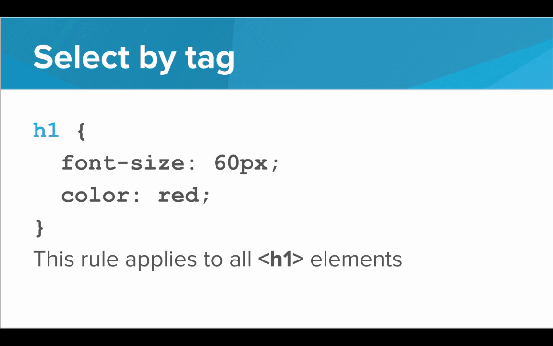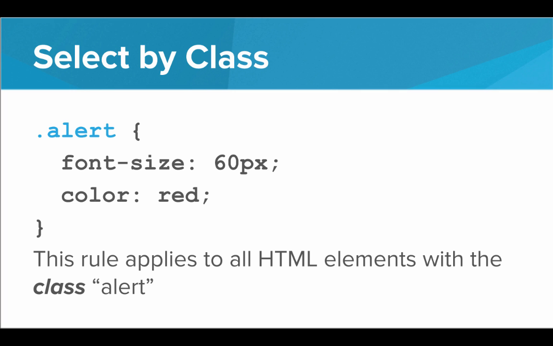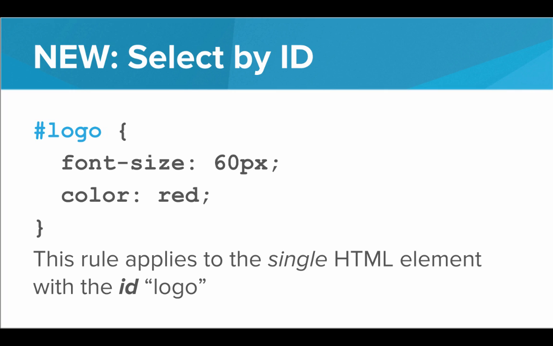We've seen selecting by tag, so that this rule applies to all H1 elements. We've seen selecting by class, so that this rule applies to all HTML elements with a specific class. And now we'll be introducing selecting by ID. So selecting by ID makes it so that this rule applies to the single HTML element with a specific ID.